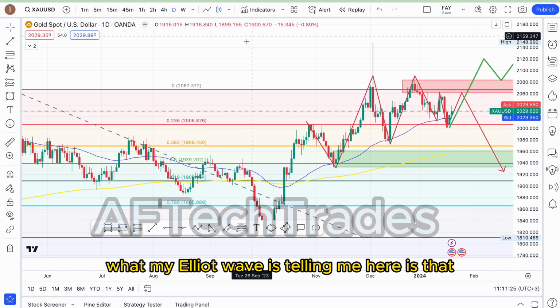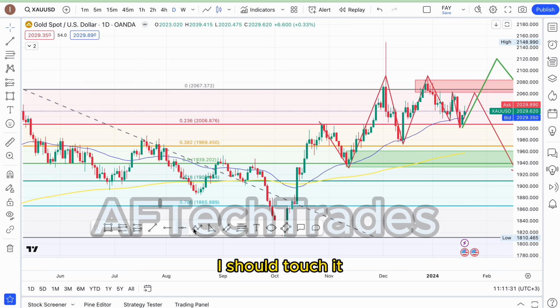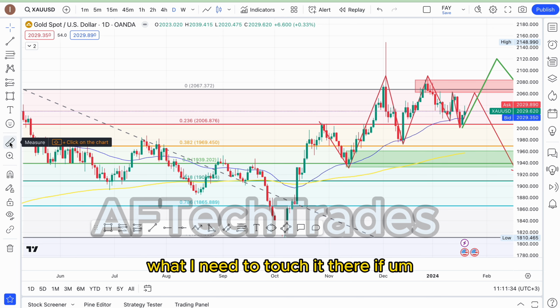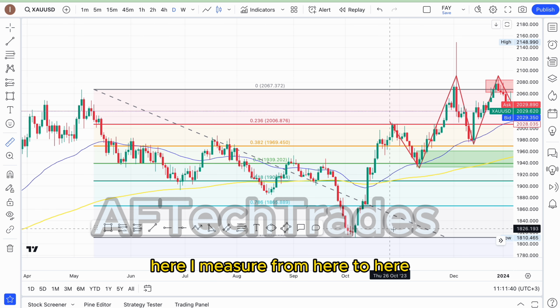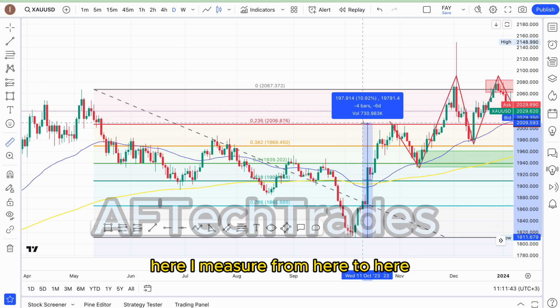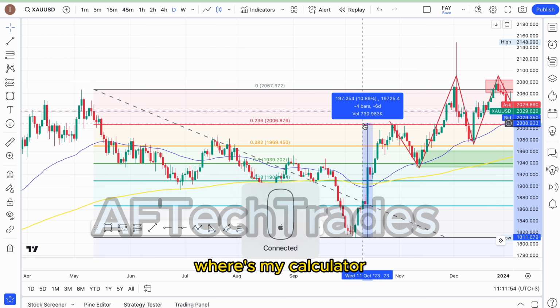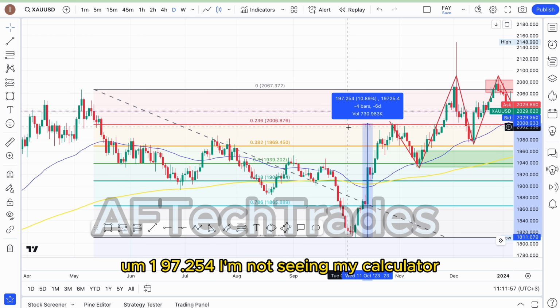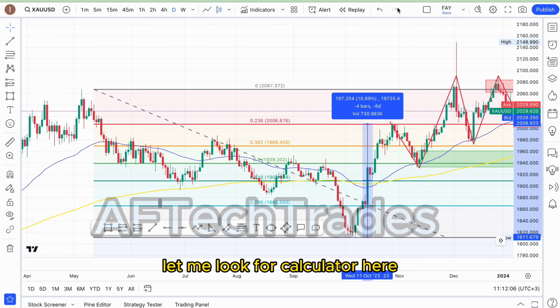What my Elliott wave is telling me here is that I should target, let's measure it together, what I need to target there if it breaks that region. Here I measure from here to here: 197.254. So if I do that calculation, where's my calculator? I'm not seeing my calculator. Let me look for it here.